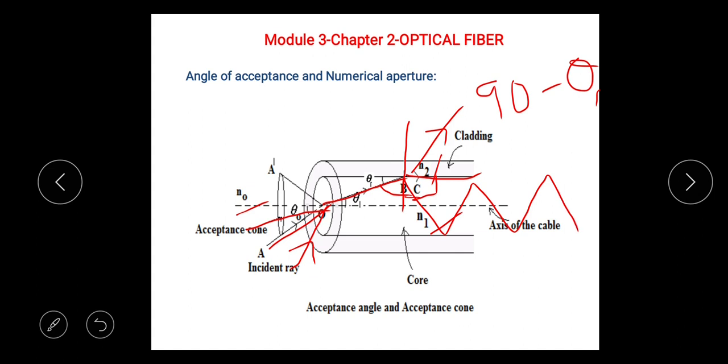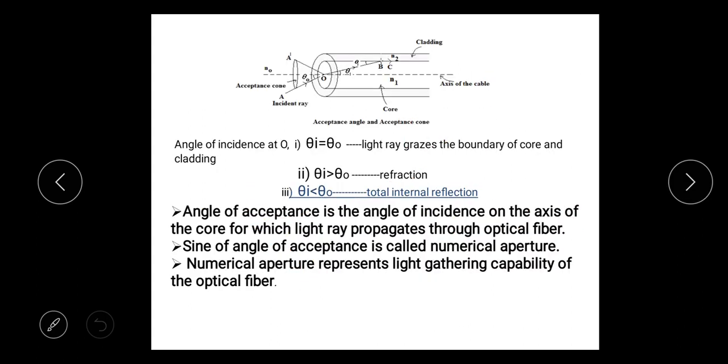So we have to consider three cases here. First case, angle of incidence at O. If theta I, angle of incidence, is equal to theta naught, light ray grazes the boundary of core and cladding. If theta I is greater than theta naught, then light ray undergoes refraction. And if theta I is less than theta naught, light ray undergoes total internal reflection.